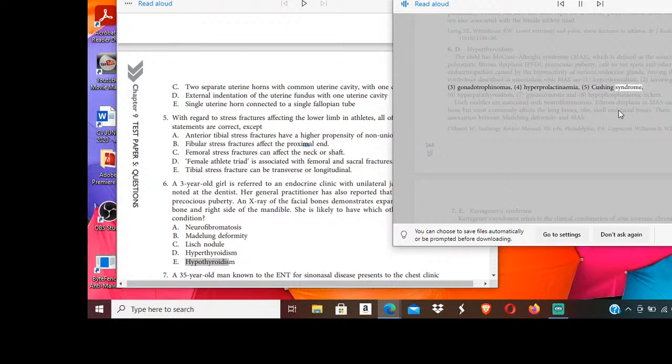4. Hyperprolactinemia, 5. Cushing syndrome, 6. Hyperparathyroidism, 7. Gynecomastia, and 8. Hypophosphatemic rickets. Lisch nodules are associated with neurofibromatosis. Fibrous dysplasia in MAS can involve any bone, but most commonly affects the long bones, ribs, skull, and facial bones. There is no association between Madelung deformity and MAS.